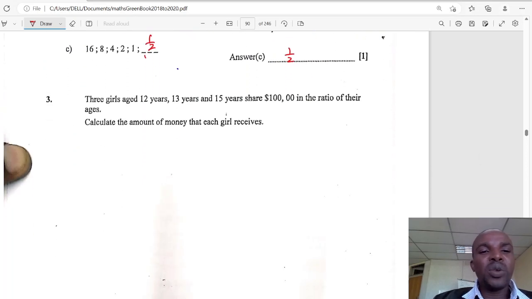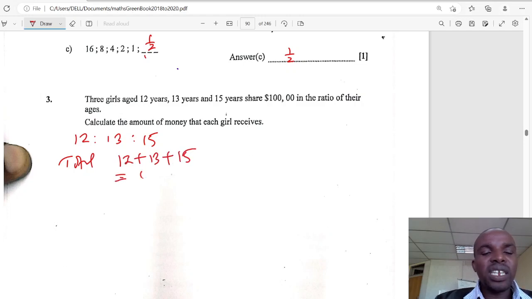Next, 3 girls aged 12 years, 13 and 15 share $100 in the ratio of their ages. Calculate the amount of money that each girl receives. So the ratio first, 12 is to 13 is to 15. Then total ratio, it will be 12 plus 13 plus 15. What we get here, you must get 40.